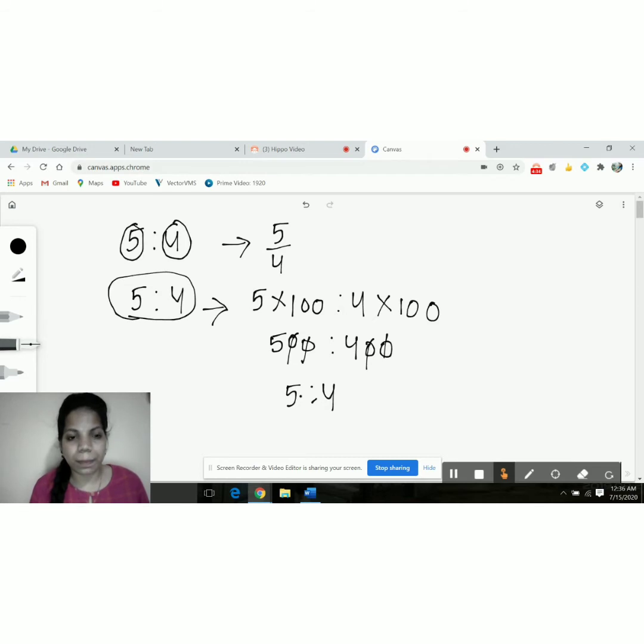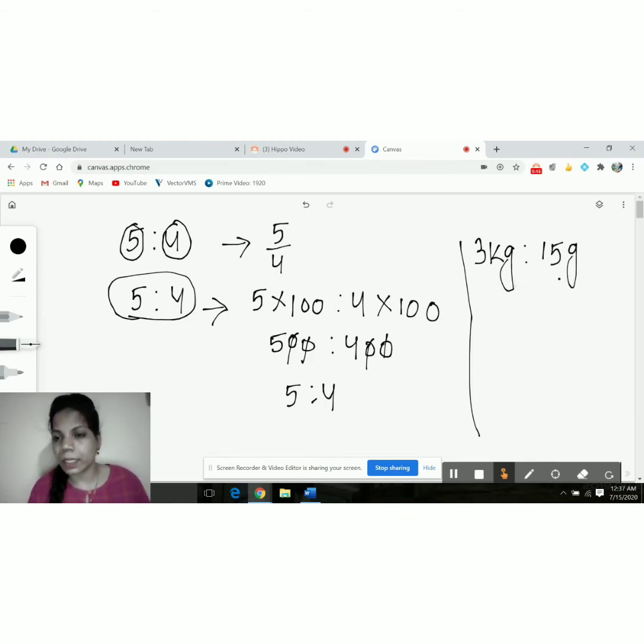If we multiply the two terms of the ratio with the same non-zero number, then the ratio remains unchanged. Now, if we have any two different units in the ratio, we have to convert them into the same units, then we have to compare them. Let us see an example for that. See, now I am comparing 3 kgs is to 15 grams.